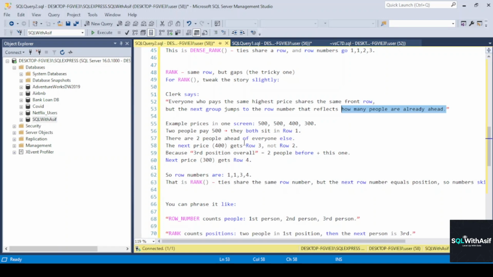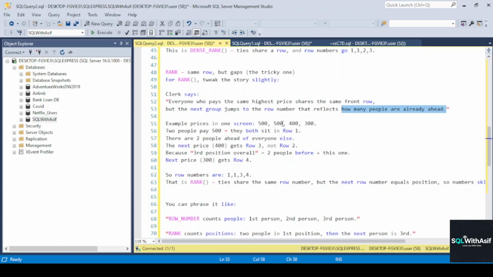He will not give row 2 to anyone because 2 persons are already there. Even though that person could have easily been given a seat in row 2, he will not give that. He doesn't like people sitting in different rows. Same price means same row.